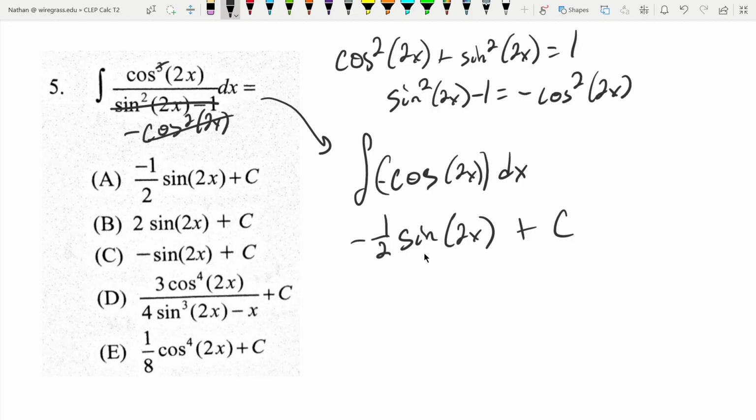And the negative is still there. When we take the derivative of sine, we get cosine. So that all checks out. So the answer is A.